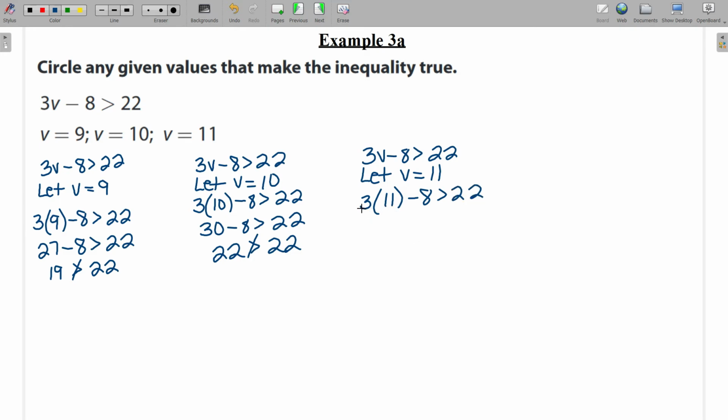From here I'm going to multiply. I'm going to take 3 times 11. That's going to give me 33 minus 8 greater than 22. And when I take 33 minus 8, that's going to give me 25 greater than 22. So when I look at this, 25 is indeed greater than 22, so that does check out. So this is the one that we would actually put some kind of box or circle around and say that v equals 11 is the only value there that makes 3v minus 8 greater than 22 a true statement.